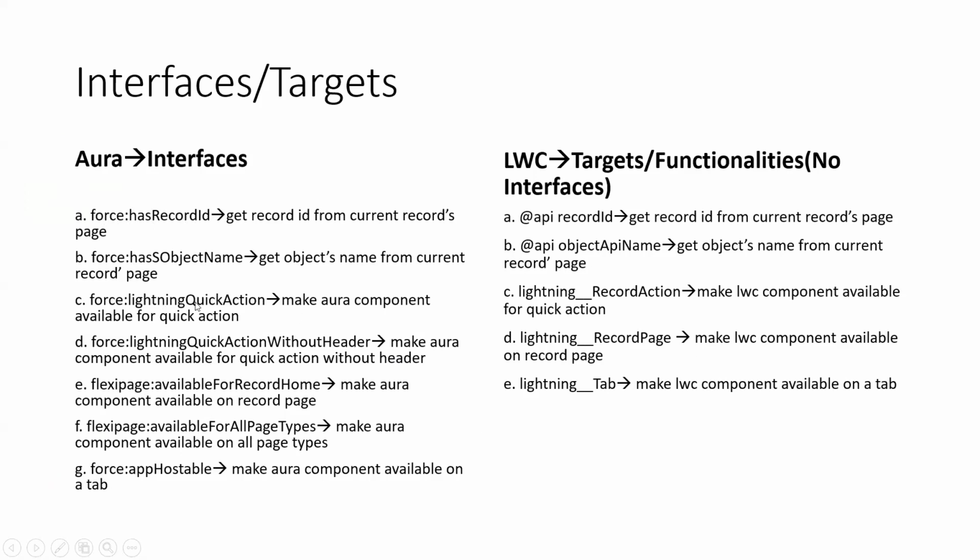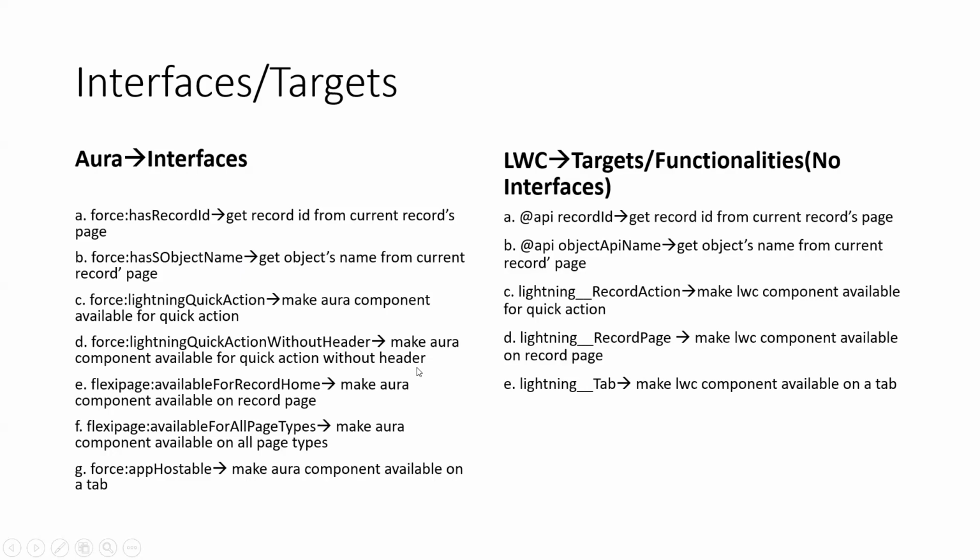So those who have worked on Aura might know that, let's say you have created a quick action on account, and on that quick action you have added an Aura component. Now the moment you click on that quick action, it is going to give you the ID of that account. How is that possible? When you implement force:hasRecordId, the first line of the Aura component, that's when you get the current record's record ID. If you want the object name of that particular record, then you had to implement this one in Aura.